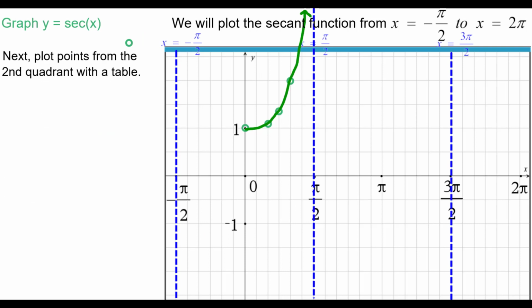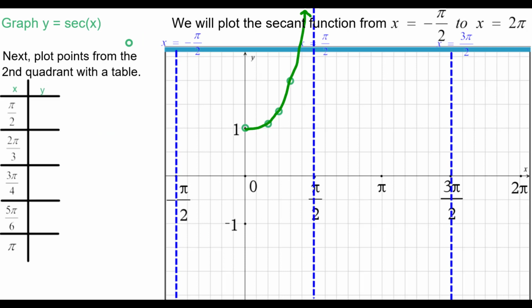Next, we'll plot points from the second quadrant with the table. Copy and complete the table.